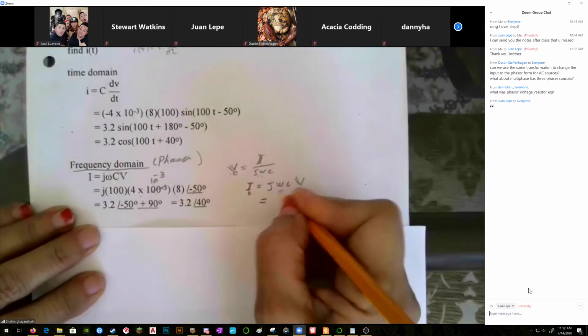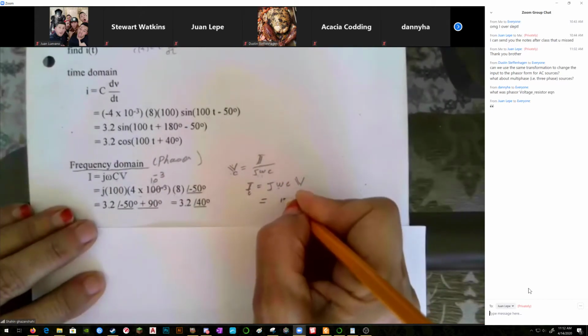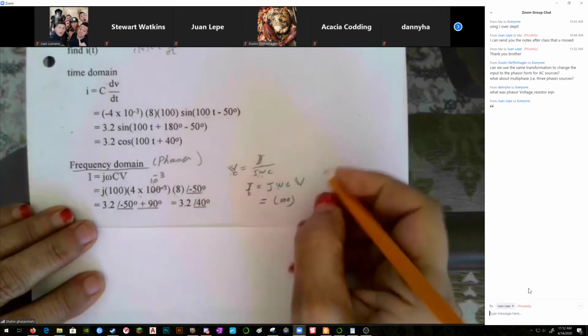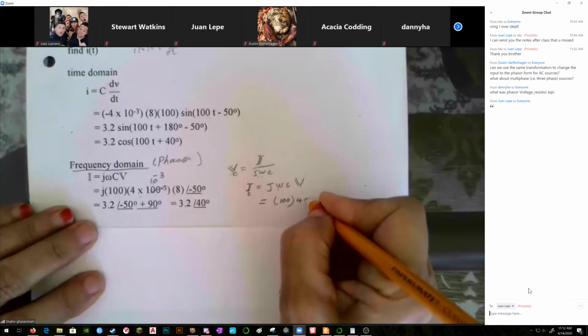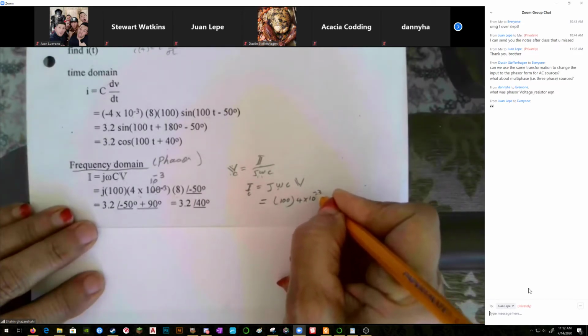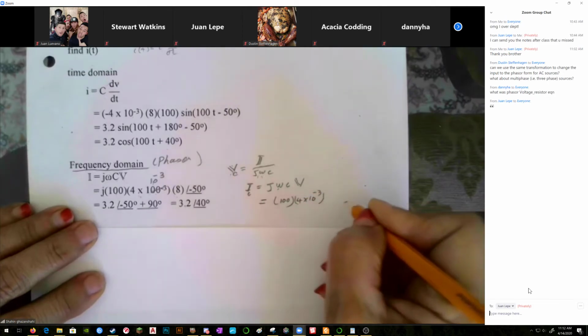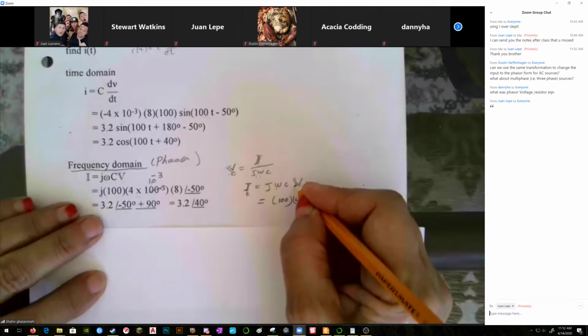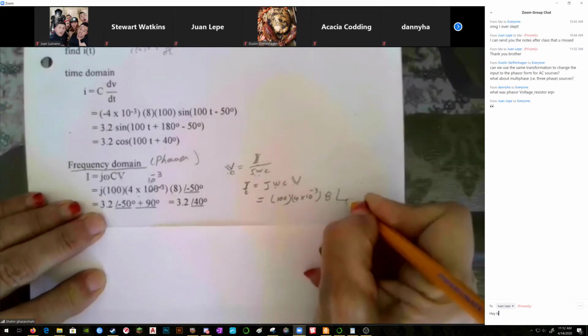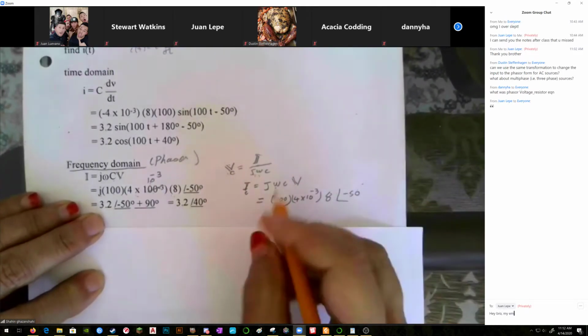Okay. Your omega is 100. C is, what was it? Where is it? 4 times 10 to the power of minus 3. That's your C. Then V is what? The phasor voltage I changed is 8 with the angle negative 50.